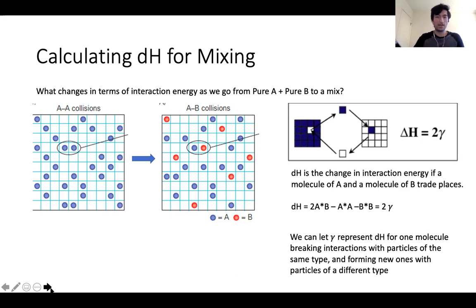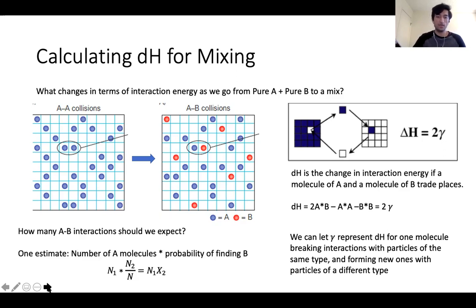And so once we have that understood, the next question is, we know that gamma represents the amount of change in energy for one A and B interaction forming, but how many A and B interactions typically form? The way we can do this is by just counting the number of A molecules, which we know is N1 because that's in the setup of our first equation. And then we also consider the probability of finding a B molecule. We can substitute the mole fraction of B here, because the mole fraction of B would just be the number of B molecules divided by the total number of molecules in the entire system. So that's a rough way to give a probability of finding a B molecule.